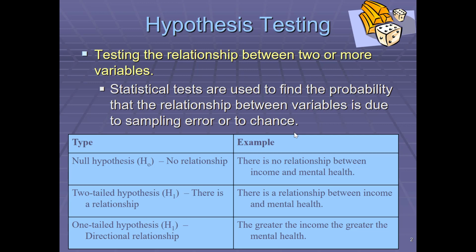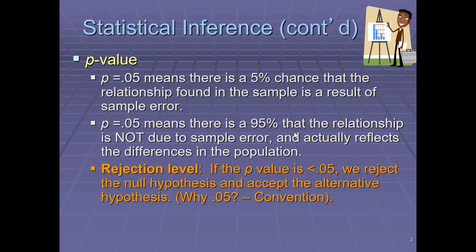Then you can have a two-tailed hypothesis where there is a relationship, but there's no specific direction of the relationship. One-tailed hypothesis would mean that there is a direction. So depending on what you're looking for or what you're testing, you would either use a two-tailed or one-tailed hypothesis.